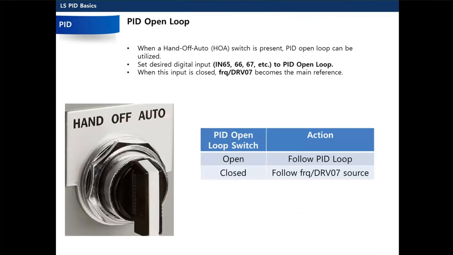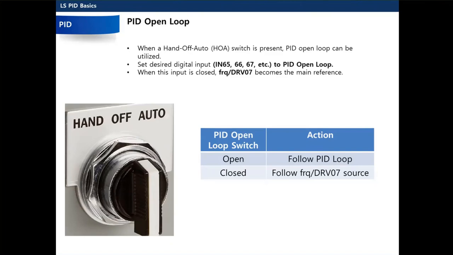So next thing we usually run into is PID open loop. If you ever have an application that has an HOA or a hand-off-auto switch, you'll end up using PID open loop to switch between hand and auto, okay? You'll pick out whatever input you want to use, usually like P3, P4, P5, something like that. That's going to be in your IN, your input group, and you're going to program whatever input you want to PID open loop, okay? So when you switch to hand mode, it's going to look at whatever's programmed in FRQ or DRV07, depending on what drive you're looking at. And then when you open it, it's going to start running PID again.